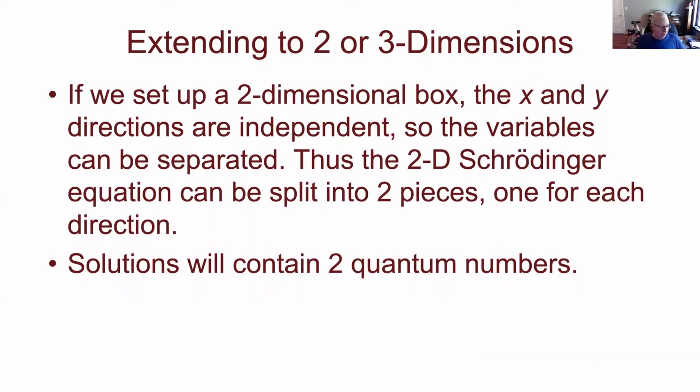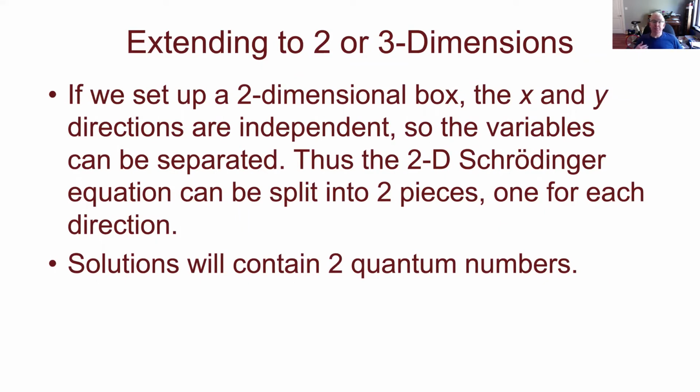A little bit of consideration for boxes of higher dimensionality. I said that we would have done a better job on our hydrogen atom if we at least let it be 3-dimensional. If we take a 2-dimensional box, we're going to have an X direction and a Y direction. Those should be independent of each other. The position along the X-axis and along the Y-axis should not be correlated. And that means you can essentially separate the problem into an X piece and a Y piece.